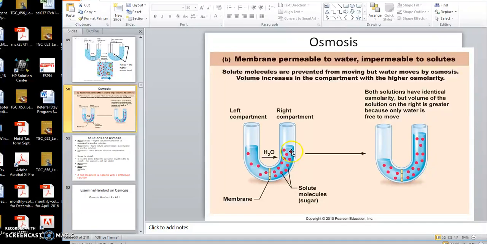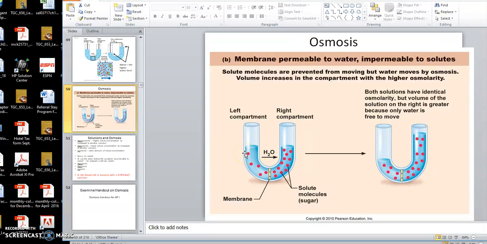In order to have a hyper, you had to have a hypo. It's a relative thing. If both had the same amount, it's called isoosmotic. So hyper, hypo, if both had the same amount, iso.